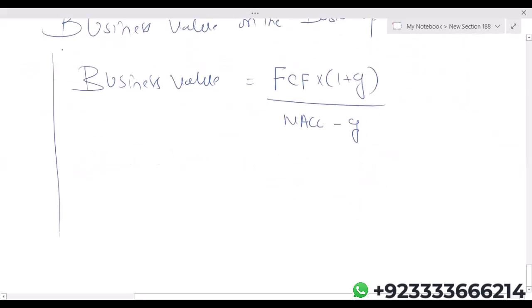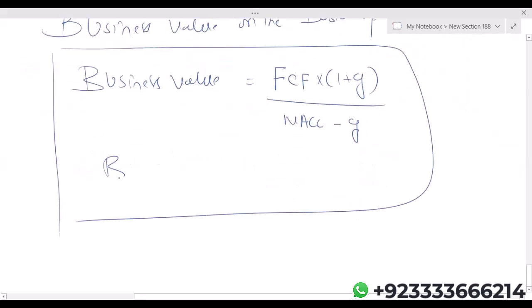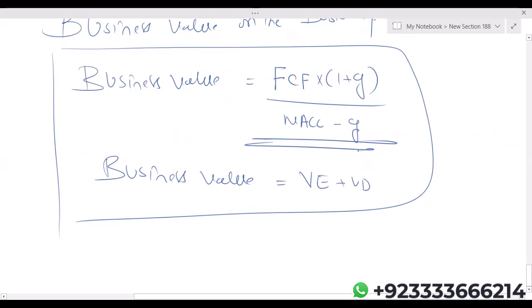Now, by using this formula, whatever business value comes, logically that business value will be equal to market value equity plus market value of debt. Why does the business value here equal market value equity plus market value of debt? Because we are using WACC. If you recall, in weighted average cost of capital, the finance is not only coming from the shareholders, it is also coming from the debt holders.